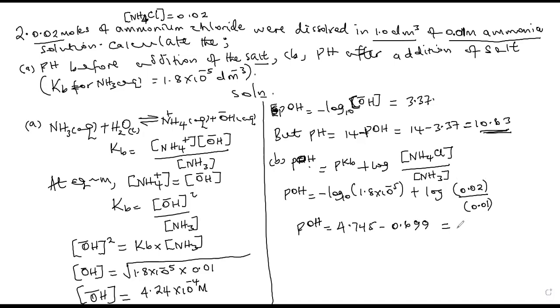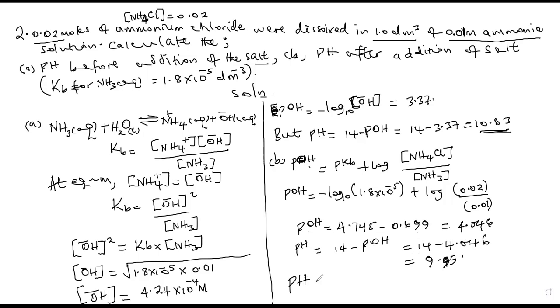And this one will give you the pOH as 4.046. Actually, this is a pOH, so we can get pH. pH is 14 minus pOH, which would be 14 minus 4.046. And this one will give us our pH as 9.95.